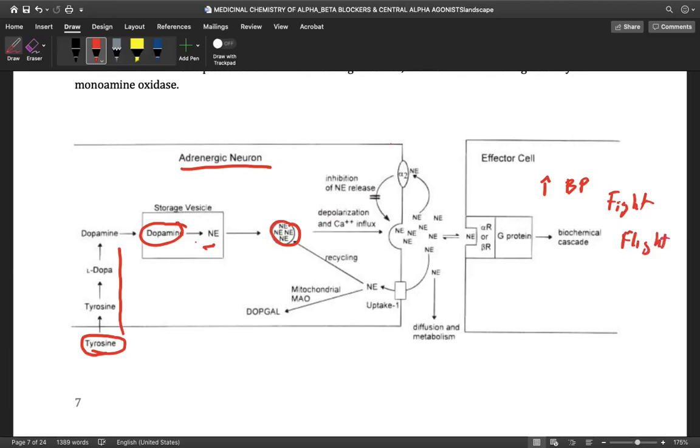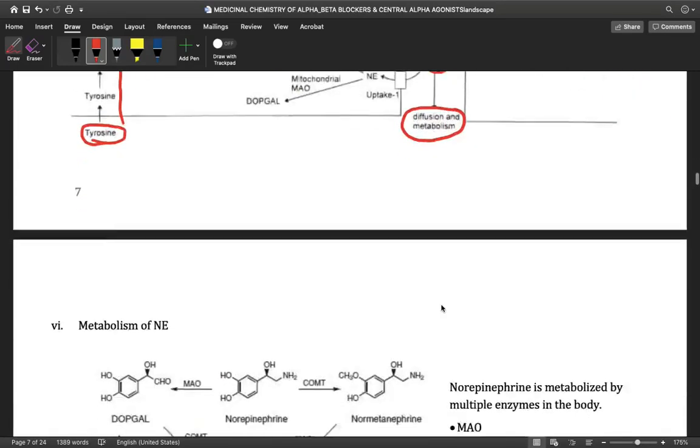Now, some of the norepinephrine that's released binds to the receptor on the effector cell and causes that effect. Some of the norepinephrine is going to bind to the alpha-2 receptor on the adrenergic neuron in order to send a signal to the cell to stop releasing more norepinephrine. The extra norepinephrine is either going to be taken back by the cell through the uptake 1 mechanism, or is going to be metabolized by some enzymes that we're going to take a look at right here.